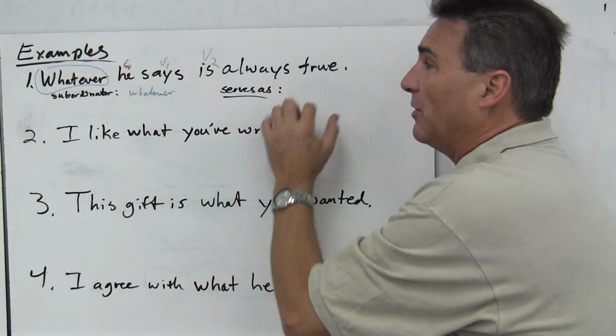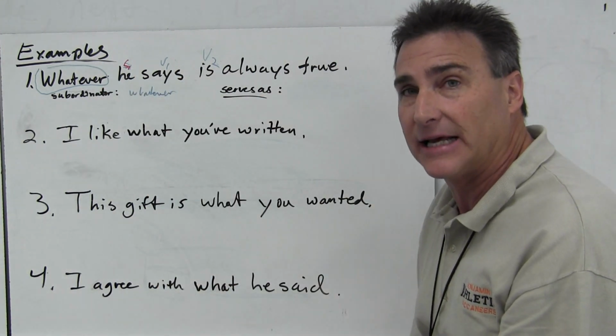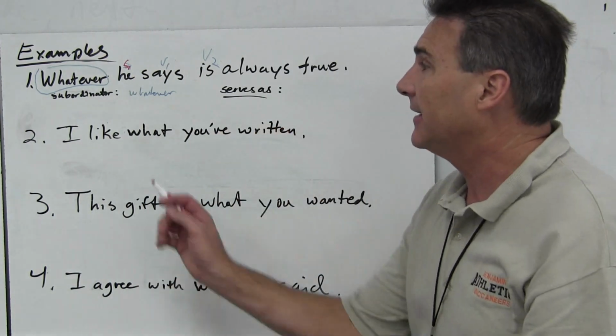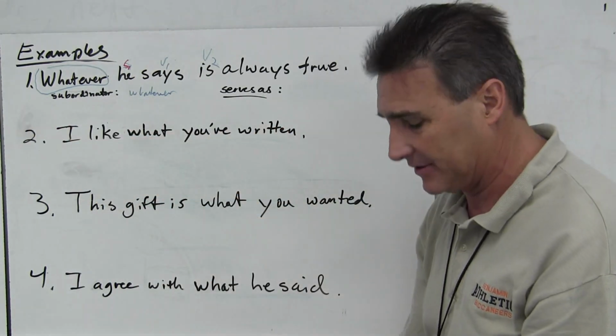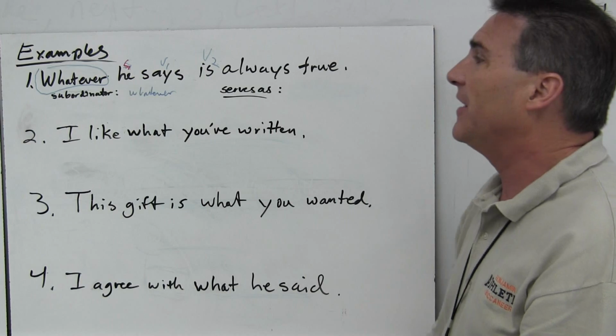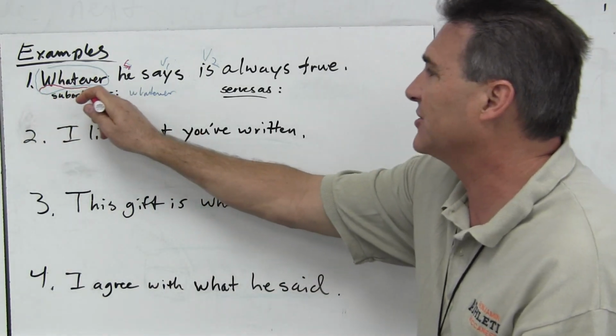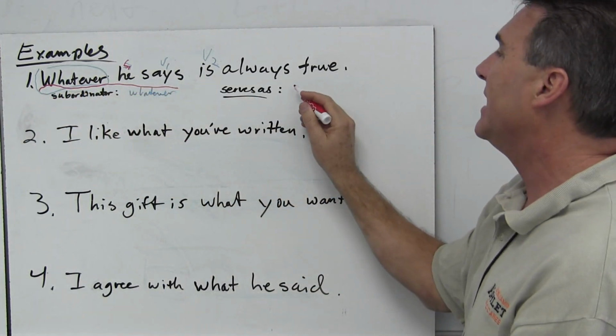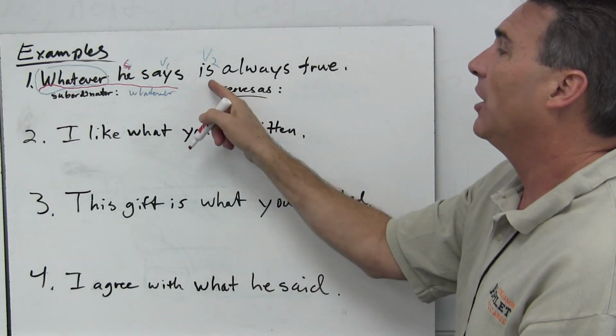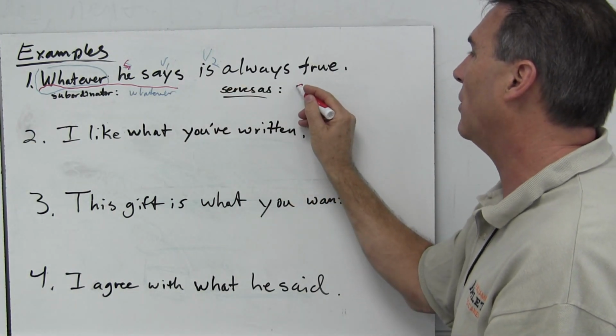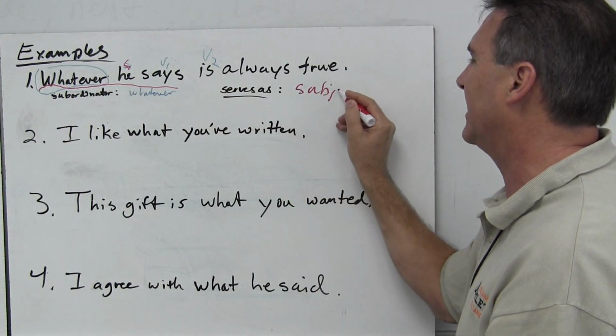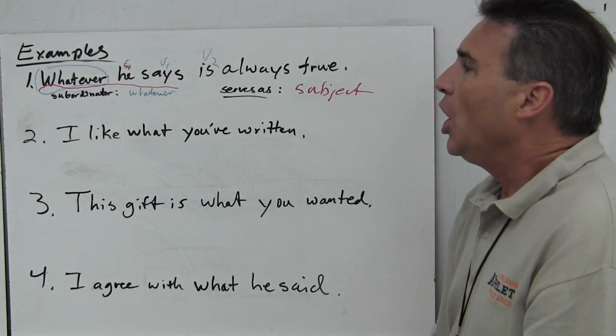So it is always true. Wouldn't that complete that sentence? So what's the it? The it is whatever he says. So we can see here that whatever he says is our noun clause, and it serves, in this case, as the subject of the verb is. So it is a subject, in this case, our noun clause.